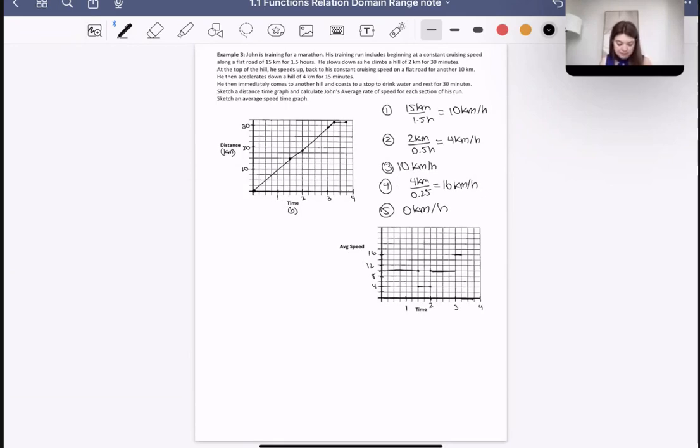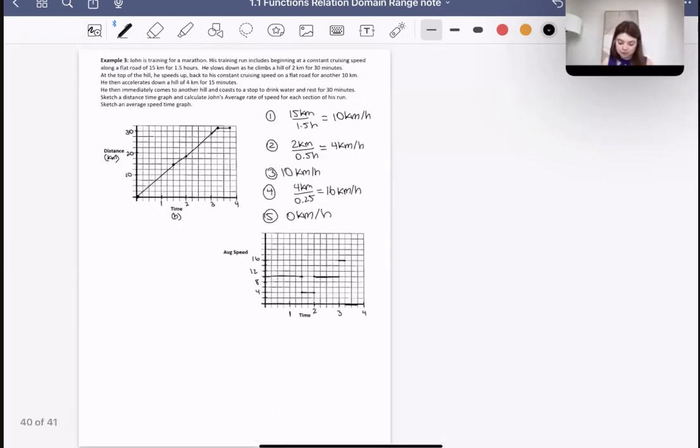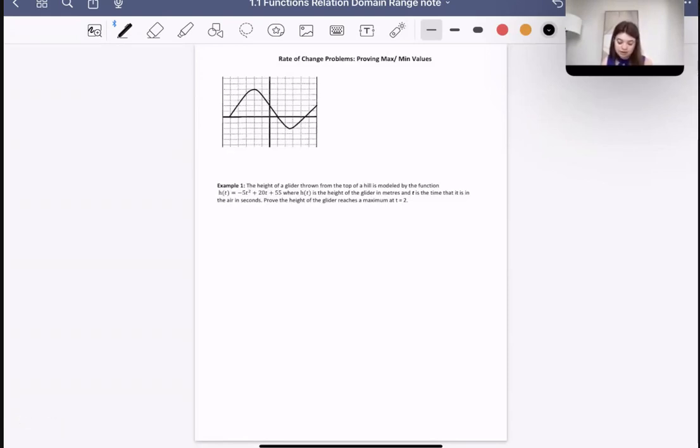We're all done. All right, well, good work today, everyone, and I will see everyone for our last lesson of this unit, where we're going to be talking about proving minimum and maximum values using rates of change.